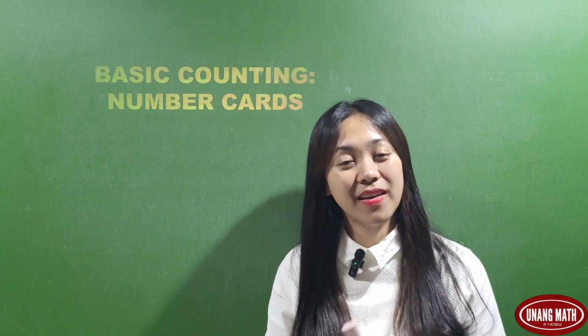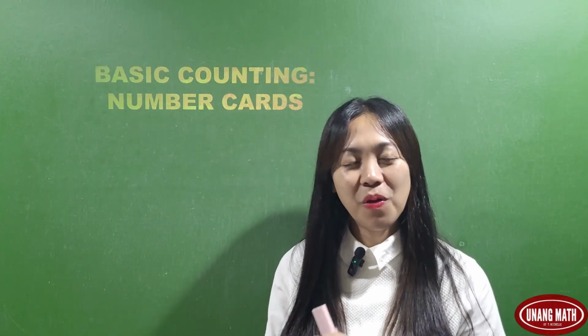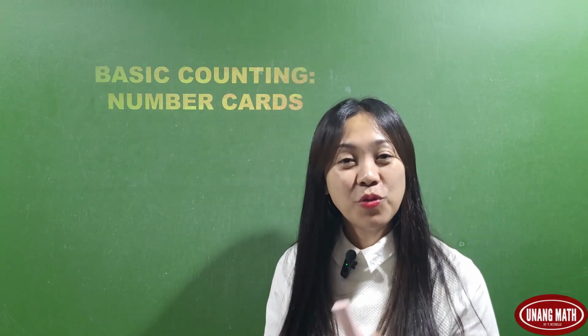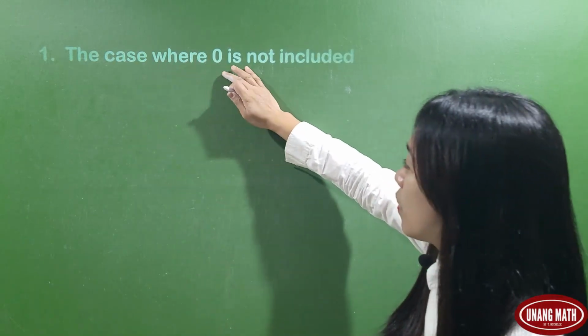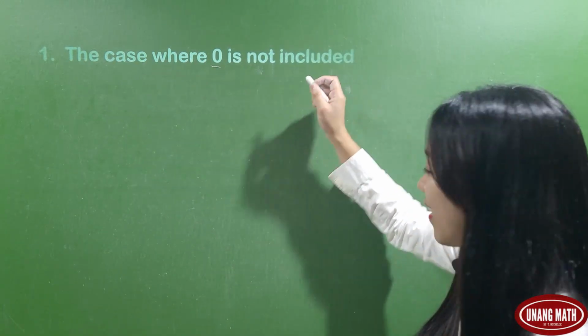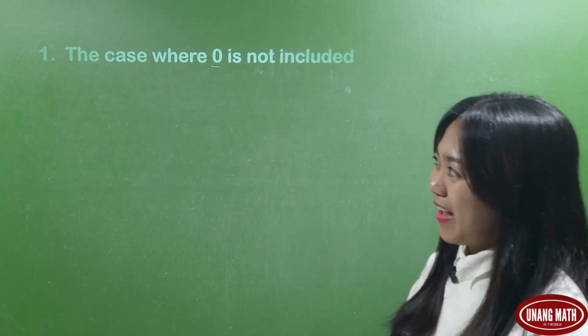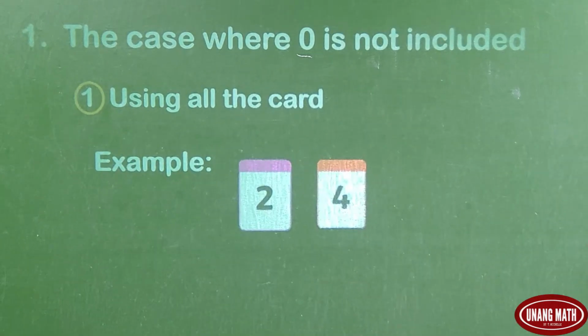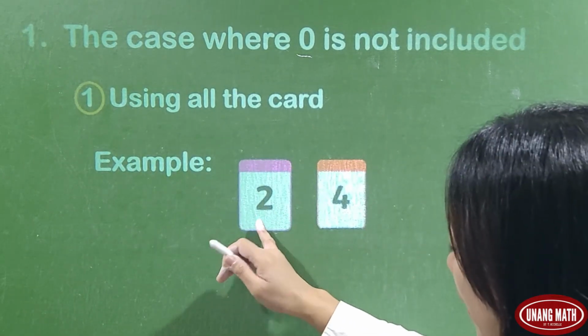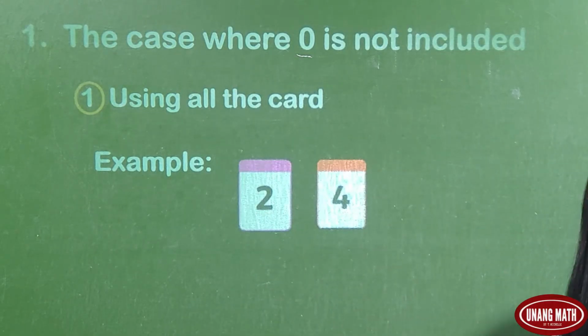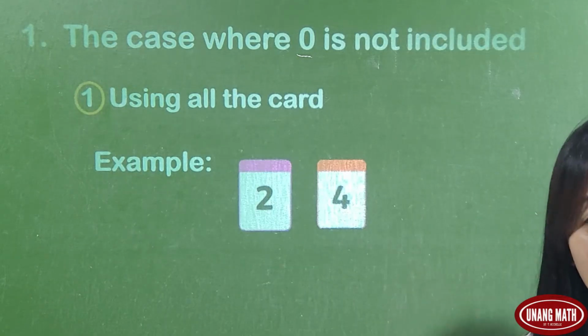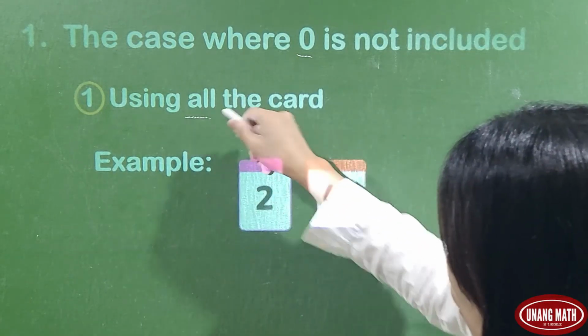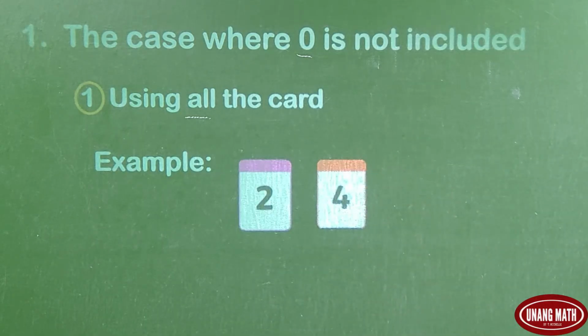Okay, there are two cases in which we can find all the possible outcomes using number cards. First case is the case where 0 is not included. Let's start with using all the cards. Example, we have here two cards numbered 2 and 4. We are going to create or write a two-digit number using all these cards.